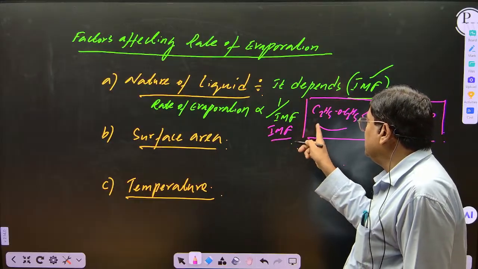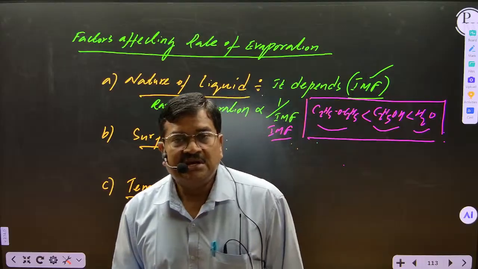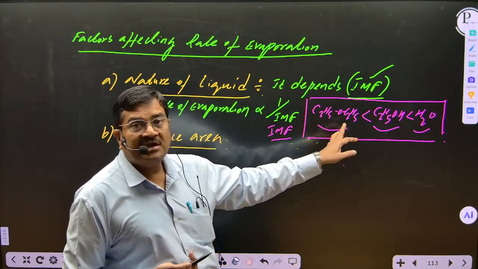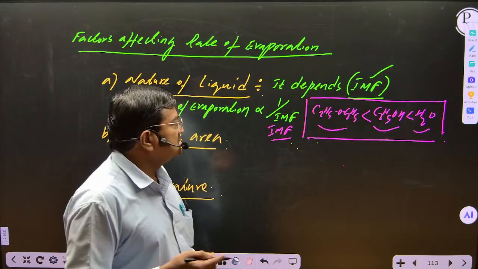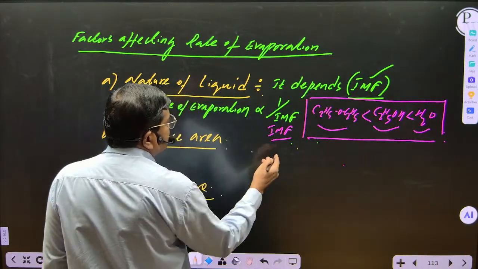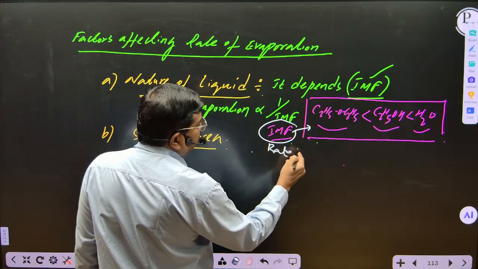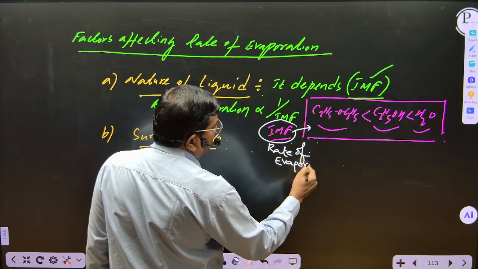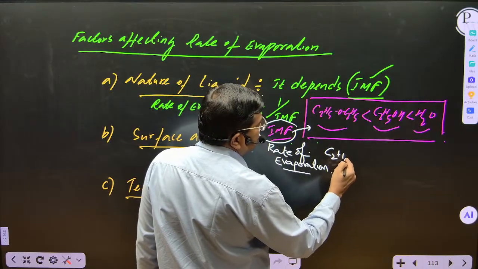Now, if this is the order, what will be the rate of evaporation, students? Conceptually they ask: if diethyl ether has lesser intermolecular forces, can I say its rate of evaporation will be more or not? So when I take the order of rate of evaporation, this is the intermolecular forces order I wrote. So what will the rate of evaporation be? Will it be inversely related? Inversely or not? So in the order of rate of evaporation, what comes first, students?